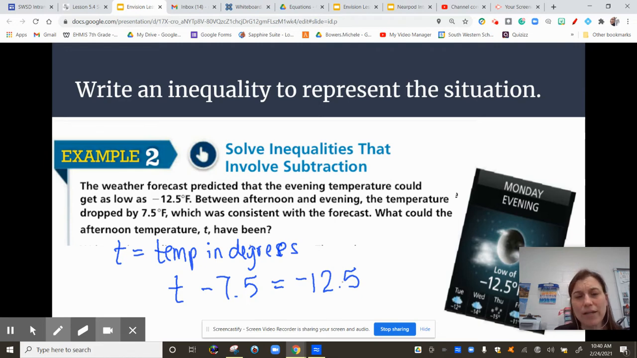So I wrote this as an equation to start, but I need to put an inequality here because it doesn't equal exactly that. So the lowest the temperature could be is over here. That means that's the smallest thing. So I'm going to put my inequality this way to say that these things over here could be bigger than negative 12.5 or equal to negative 12.5. But negative 12.5 is the lowest number. So that's why the open mouth is going the other way. So now here I have my inequality. So let's look at the next slide here.